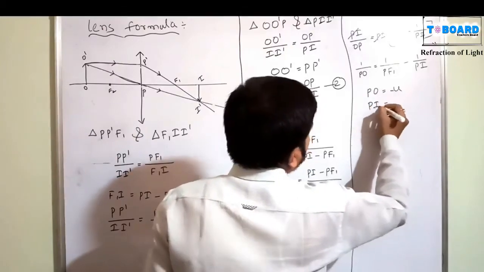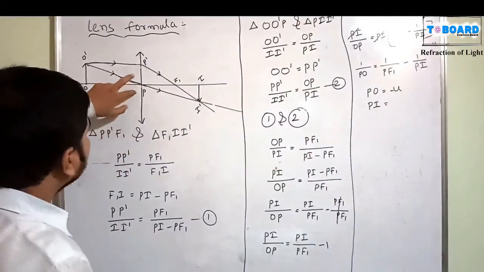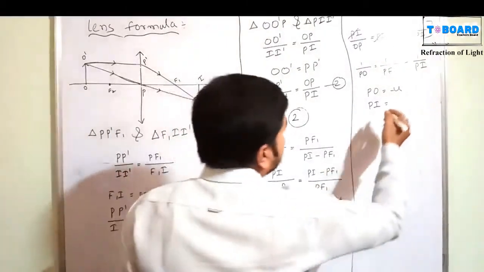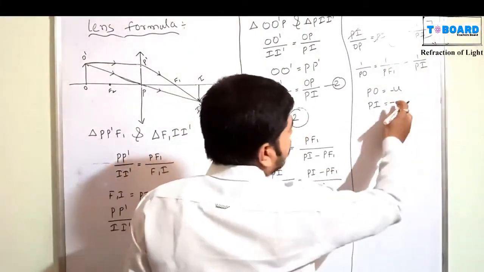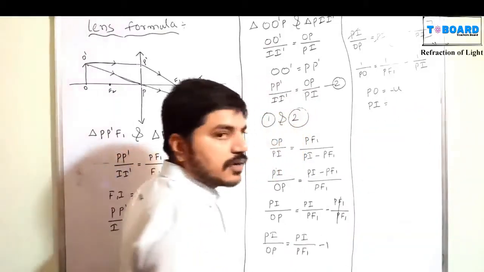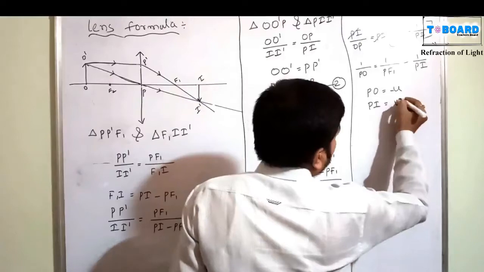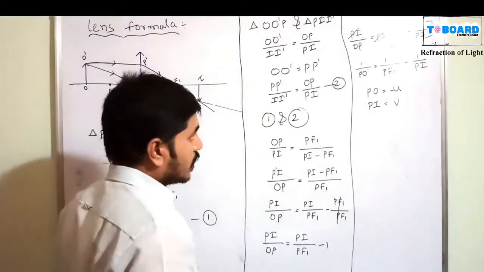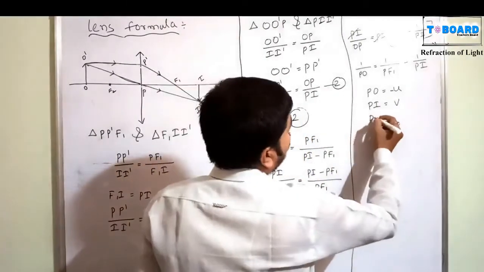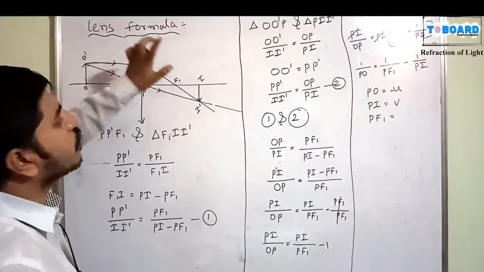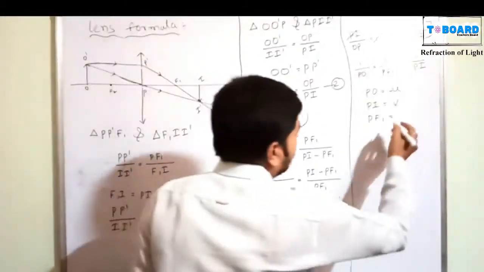And what about PI? PI is the pole or optic center to the image position. Is that a minus? No, it is not a minus. According to the sign convention, the image position is positive. That's why it is plus v. So now what about PF1? PF1 is nothing but pole or optic center to the focal point, which is the focal length f.